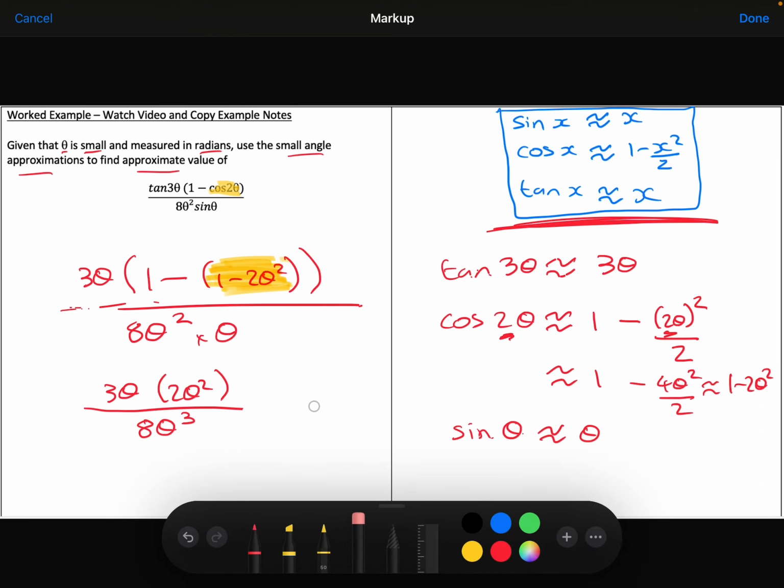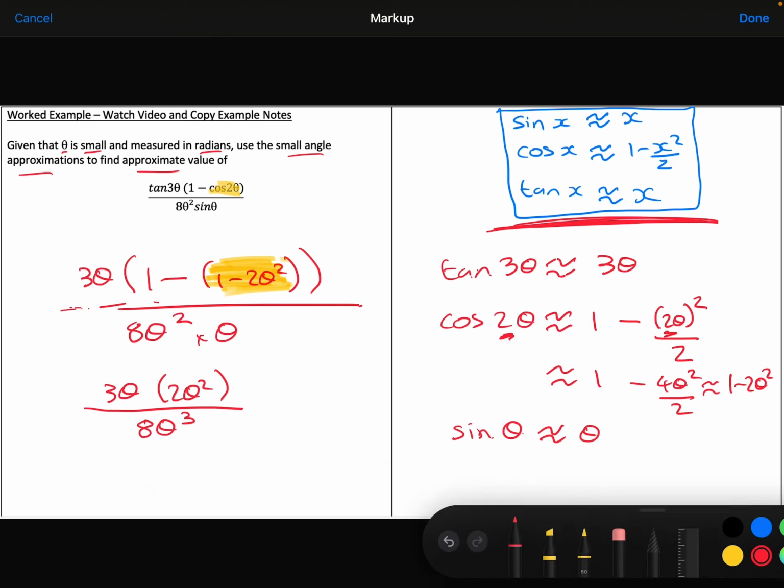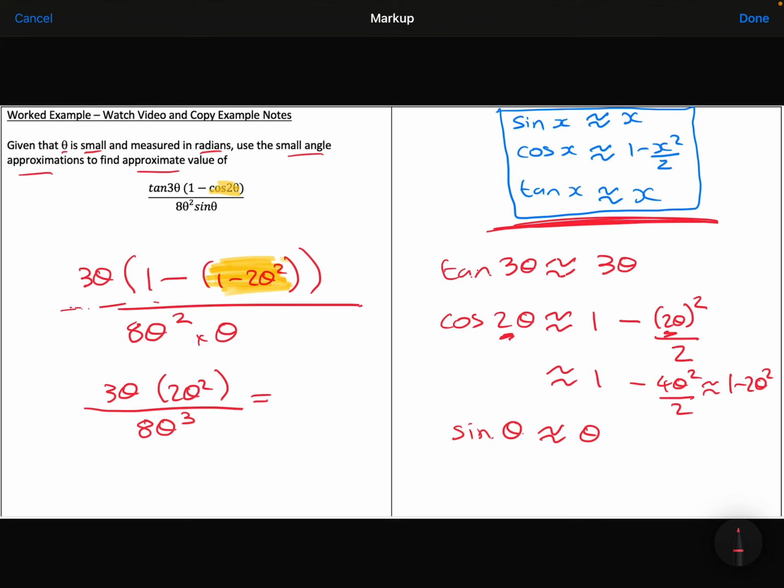Last couple of steps for simplifying this then. So on the numerator, I've got 3 theta times 2 theta squared, which will be 6 theta cubed, divided by 8 theta cubed. We can see that the theta cubed cancel out, so we'll get 6 over 8, which is the same thing as 3/4. And that is my approximate value of this as long as theta is small.